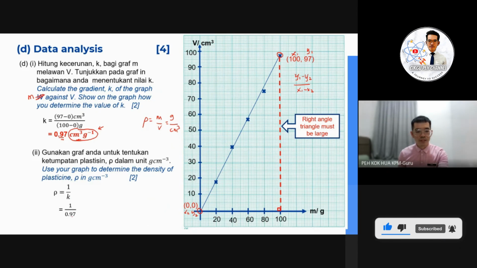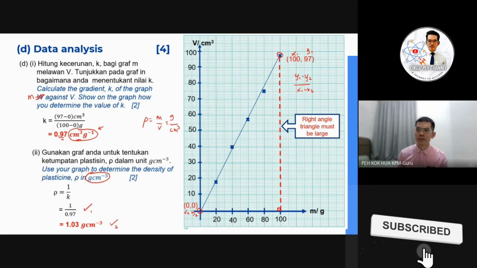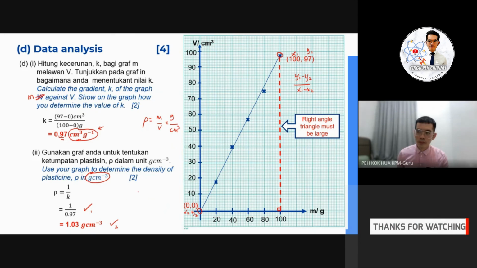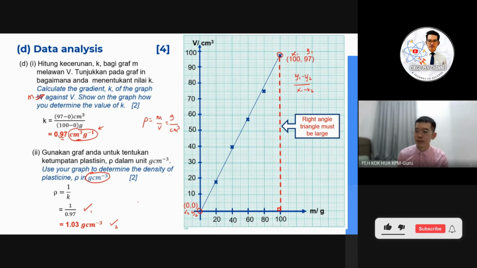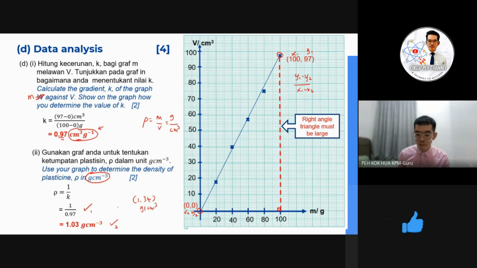Okay, we get 0.97 here. So you get your reading, about 1.03 gram per cm cube, which is the unit requested by the question here. Okay, so the first mark will be substitution. The second mark will be the answer with correct unit here. Okay, so the plasticine will sink into the water. So that means your reading here must be greater than 1. Okay, as I'm checking on the internet, the plasticine value is about 1.34 gram per cm cube. So in my opinion, if your answer is close to 1 and greater than 1, it will be accepted.